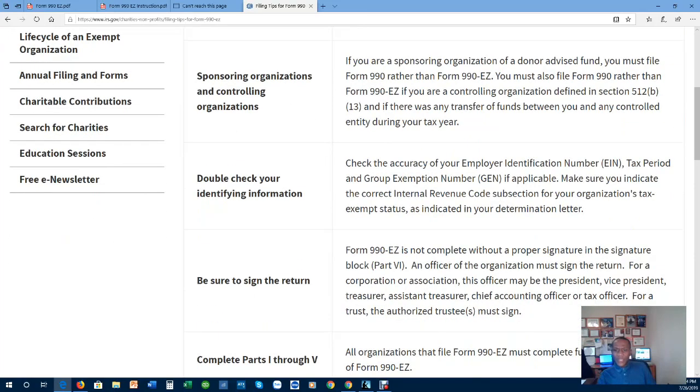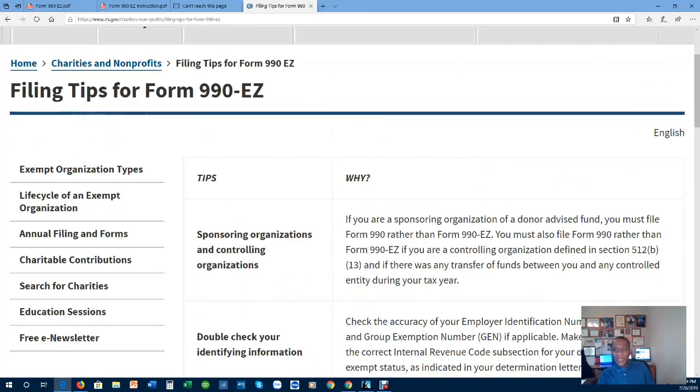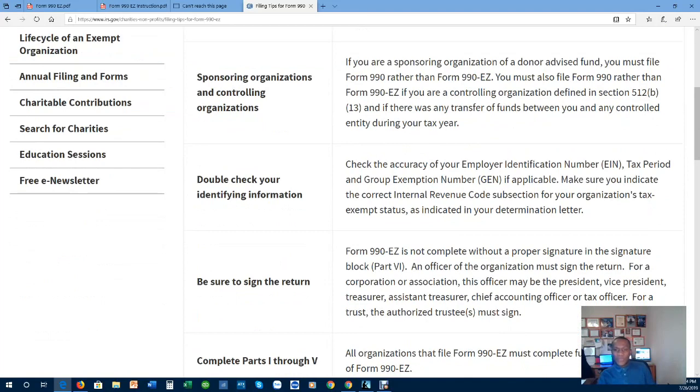Then double check your identifying information, which we will go over the form with you. These are tips that you must know when you file the form. You must double check your identifying information, such as your EIN, your address, your company legal name, accuracy of your employer identification number, tax period, and group exemption number, GEN, if applicable. Make sure you indicate the correct Internal Revenue Code subsection for your organization's tax exempt status as indicated in your determination letter. When you apply for your exemption status, you receive a determination letter by the IRS.